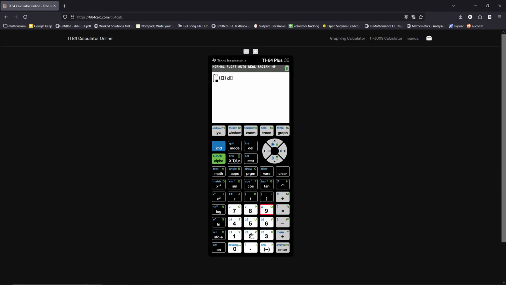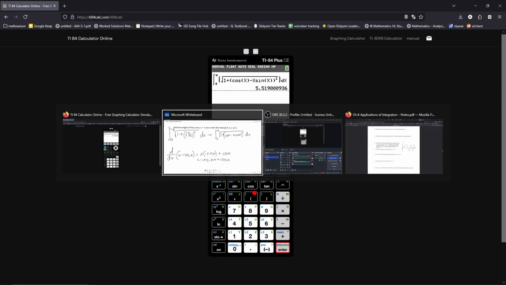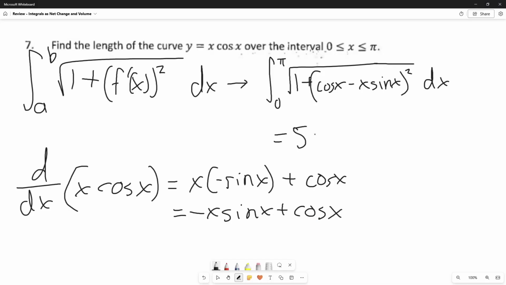So integral from 0 to pi of the square root of 1 plus cosine x minus x sine x squared dx, and that is 5.52. So 5.52 units is our final answer.